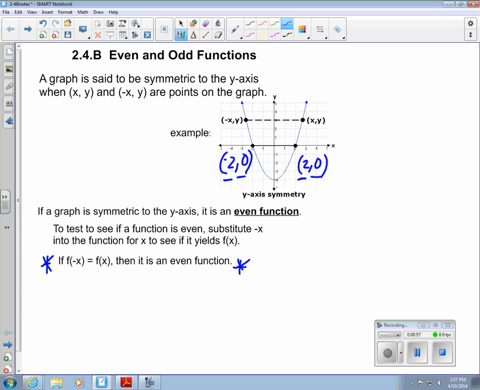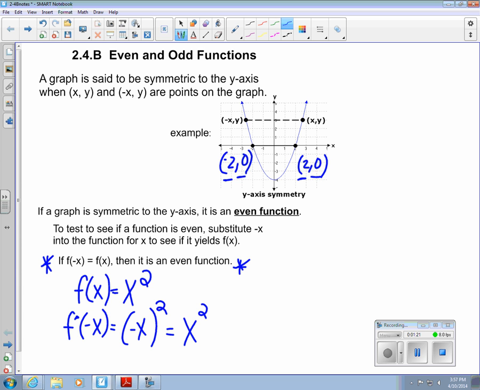So we can test this out. Let's say we have our example, f of x is equal to x squared. To test to see if it is an even function, we'll insert negative x: f of negative x equals negative x squared. And we know that negative x times negative x is going to give us a positive x squared. Because it yields our f of x, we know that this is an even function.